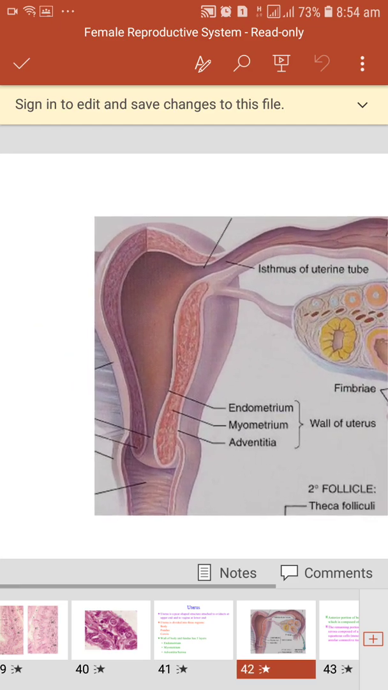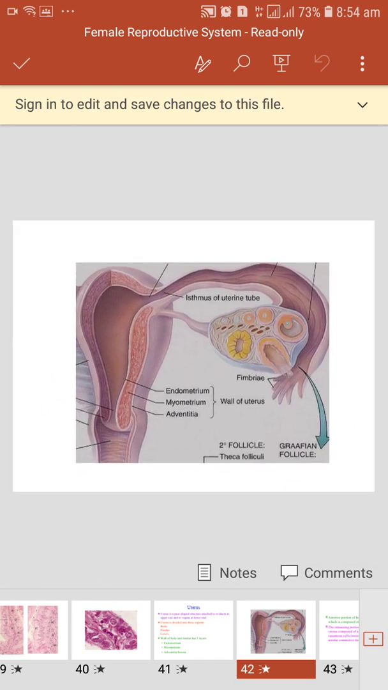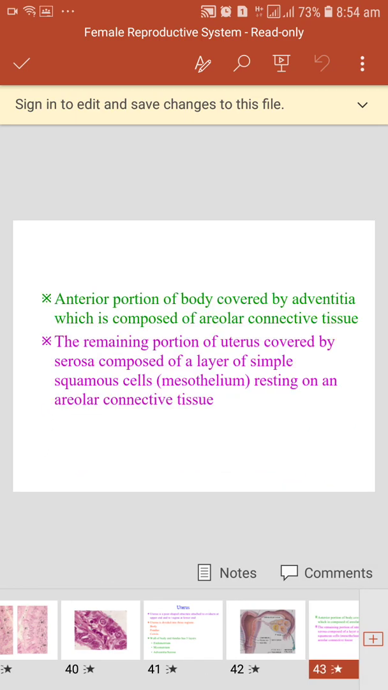This is the structure of the uterus. You can see here from inside to outside there are 3 layers of the wall of the uterus: endometrium, myometrium and adventitia. Anterior portion of the body is covered by the adventitia, which is composed of areolar connective tissue. The remaining portion of the uterus is covered by serosa, composed of a layer of simple squamous cells resting on an areolar connective tissue.